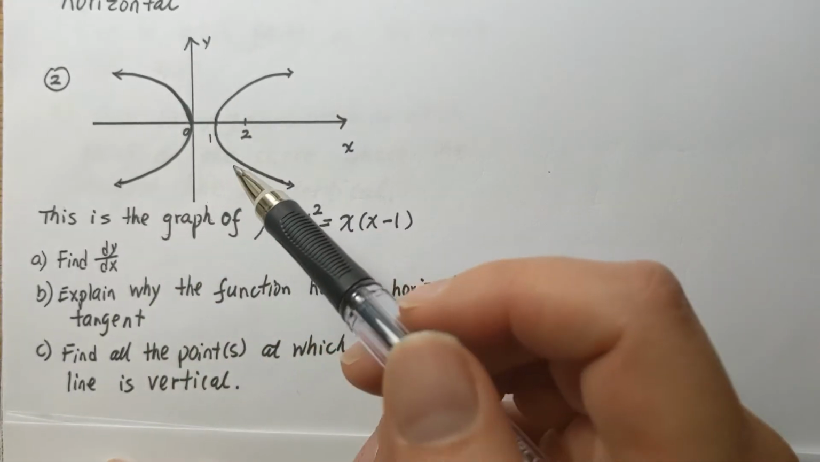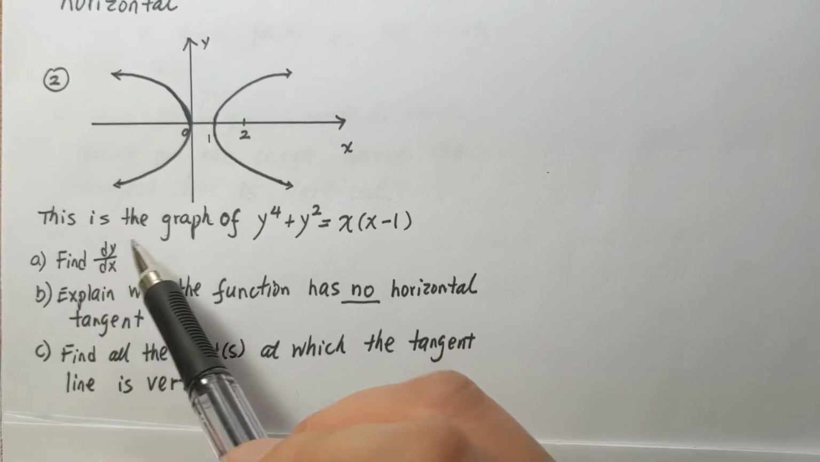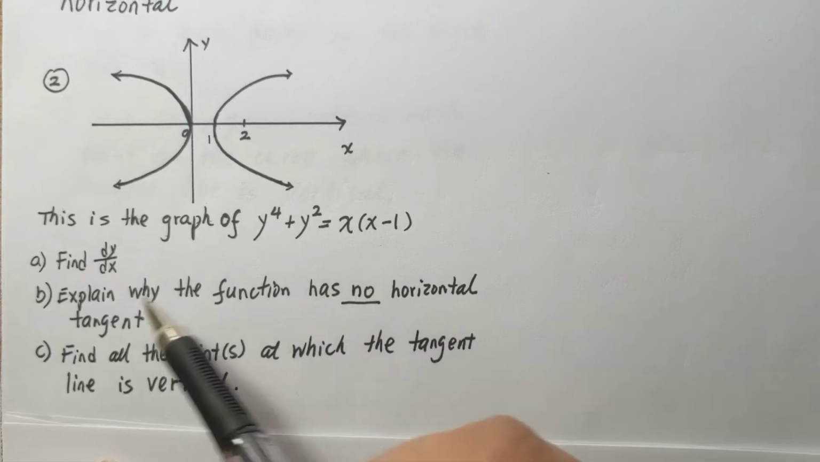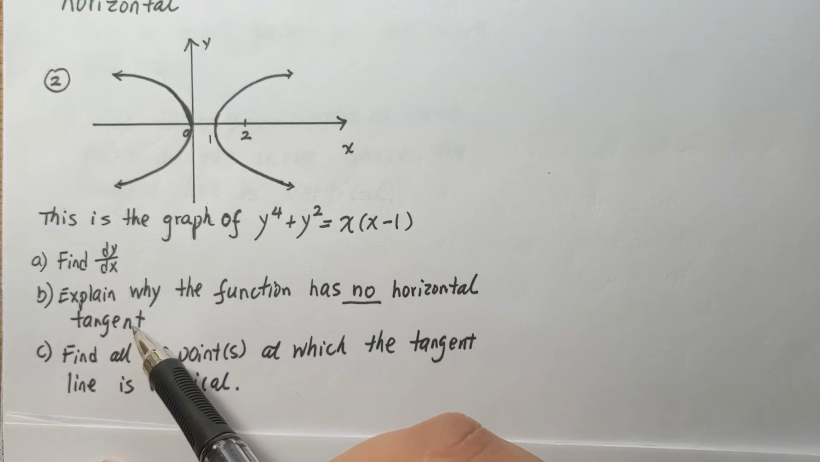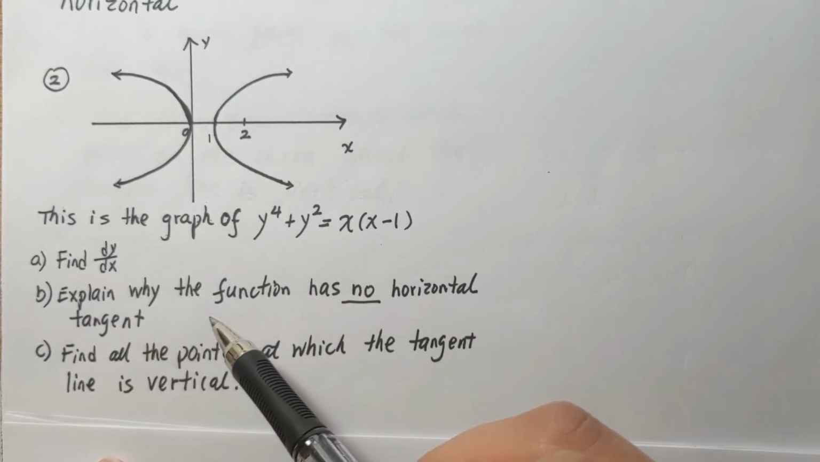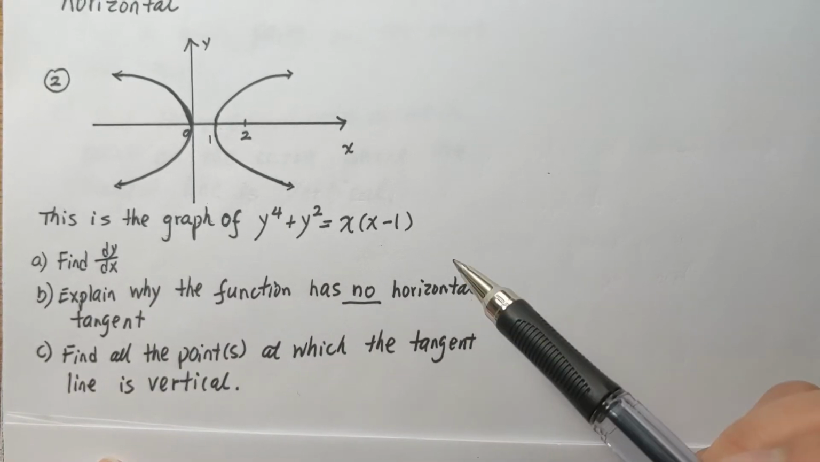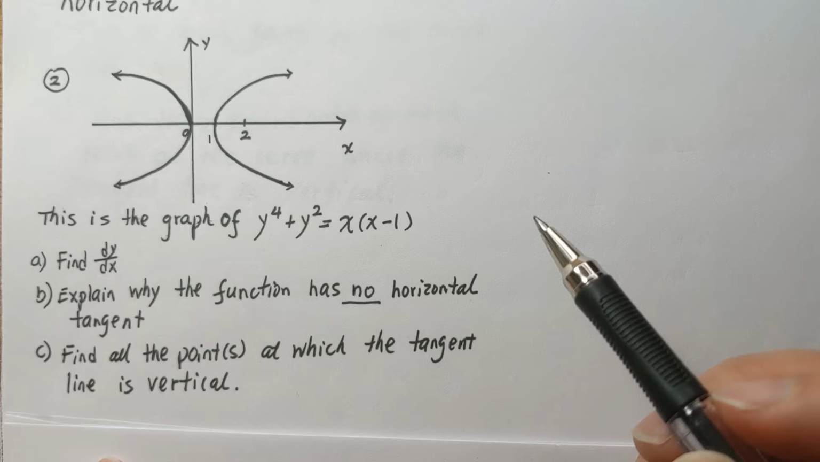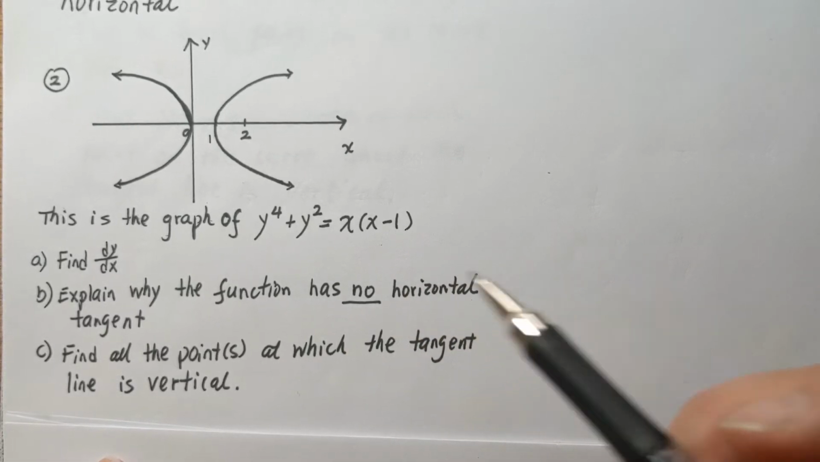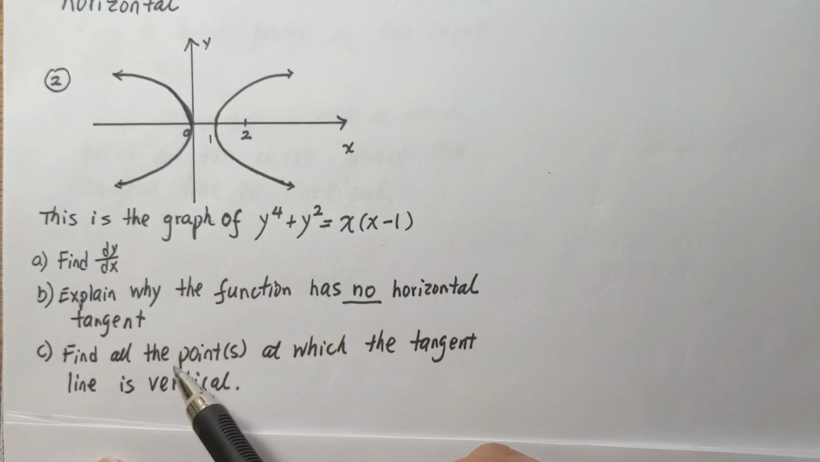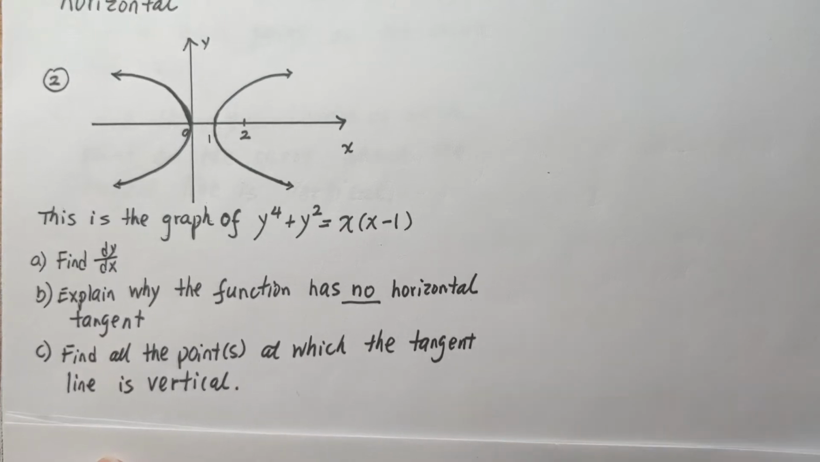So the graph is given to us. Part A, find dy/dx. So you have to find the derivative using implicit differentiation. B, explain why the function has no horizontal tangent. So we are going to explain it after we found dy/dx. No horizontal tangent means there's no way you can draw a line that has a slope equal to 0. C, find all the points on which the tangent line is vertical. So that means you have to find where the slope is undefined.